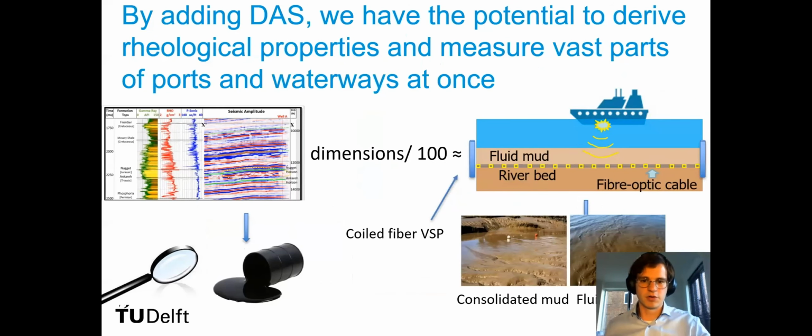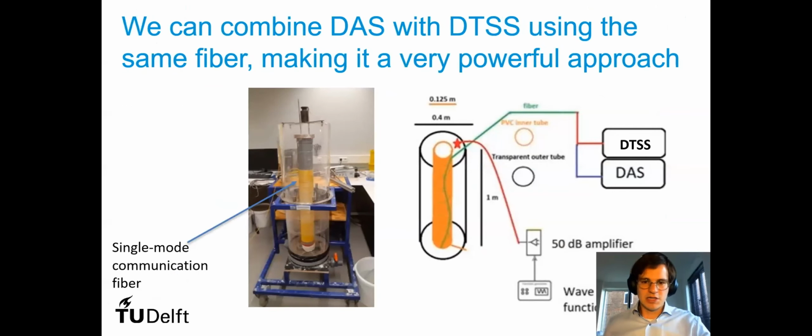But first, we will focus on using active sources, and we want to do something similar to what is done in exploration geophysics. Here, a seismic survey is used in combination with, for instance, a sonic log to find oil. We would like to do something similar on a much smaller scale using a sonic log, which would be a coiled fiber around a tube, which we can then tie to data of a straight fiber. And we want to use the first arrivals for tomography. Another great aspect of this method is that we can combine DAS with DTS using the same fiber, making it a very powerful approach. Here you can see our setup, which we used to create a proof of concept.